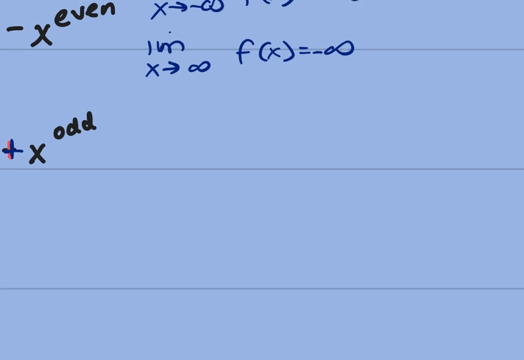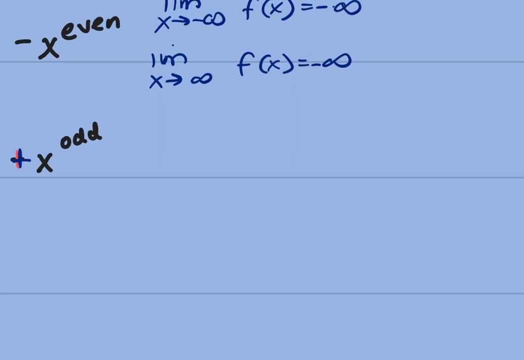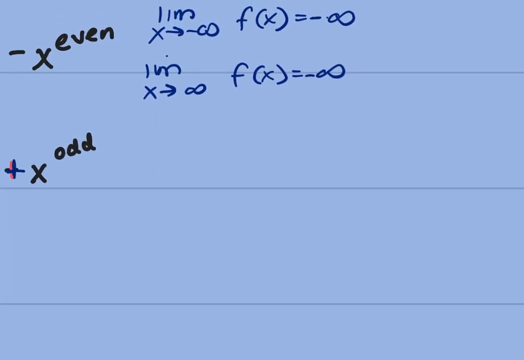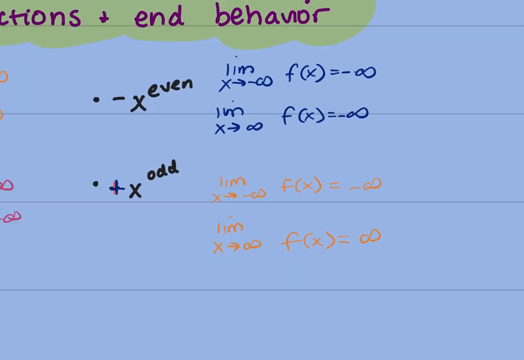All right, so if it's positive and odd, what's the end behavior? Falls left, rises right. So the limit of the graph as x approaches negative infinity is negative infinity, and the limit of the graph as x approaches positive infinity is positive infinity.